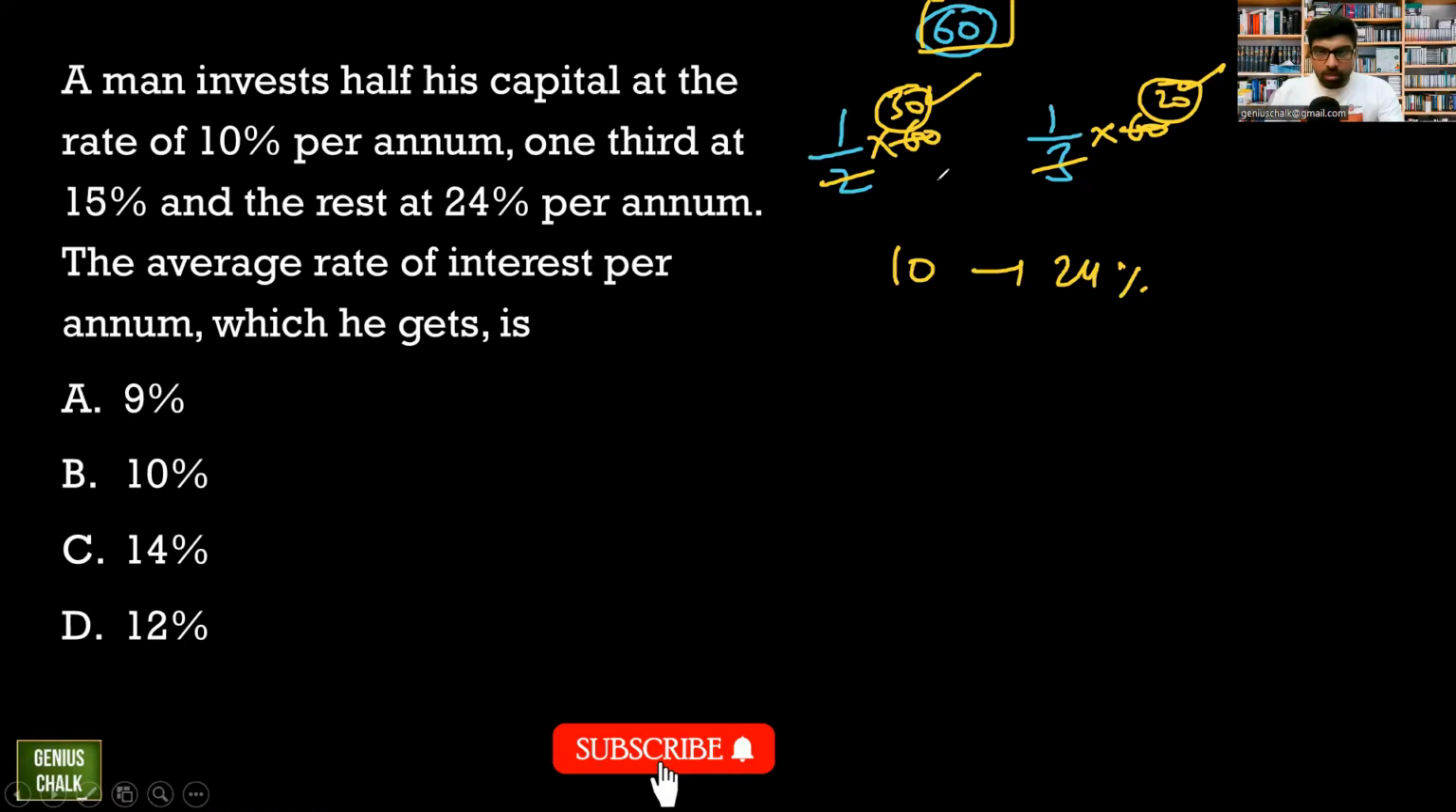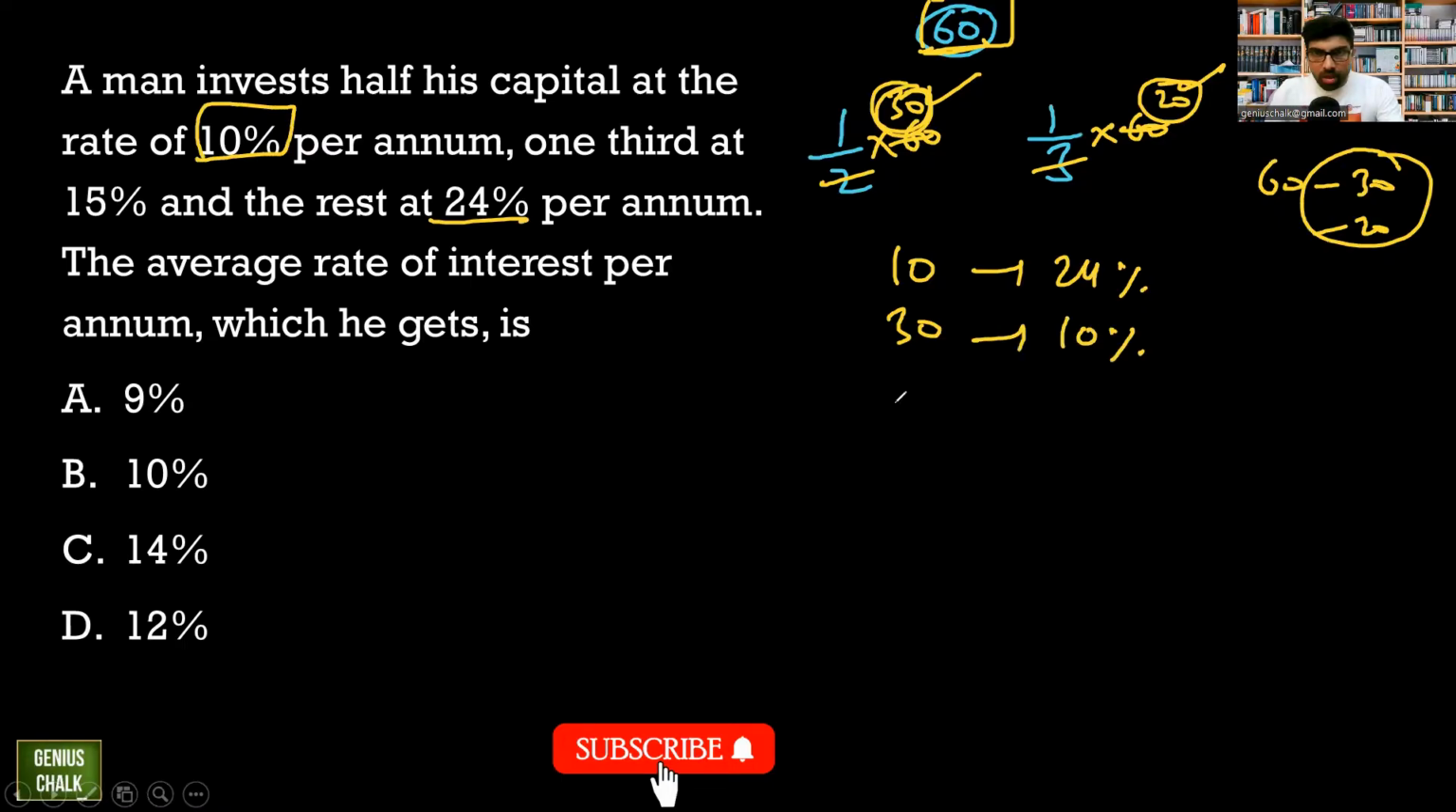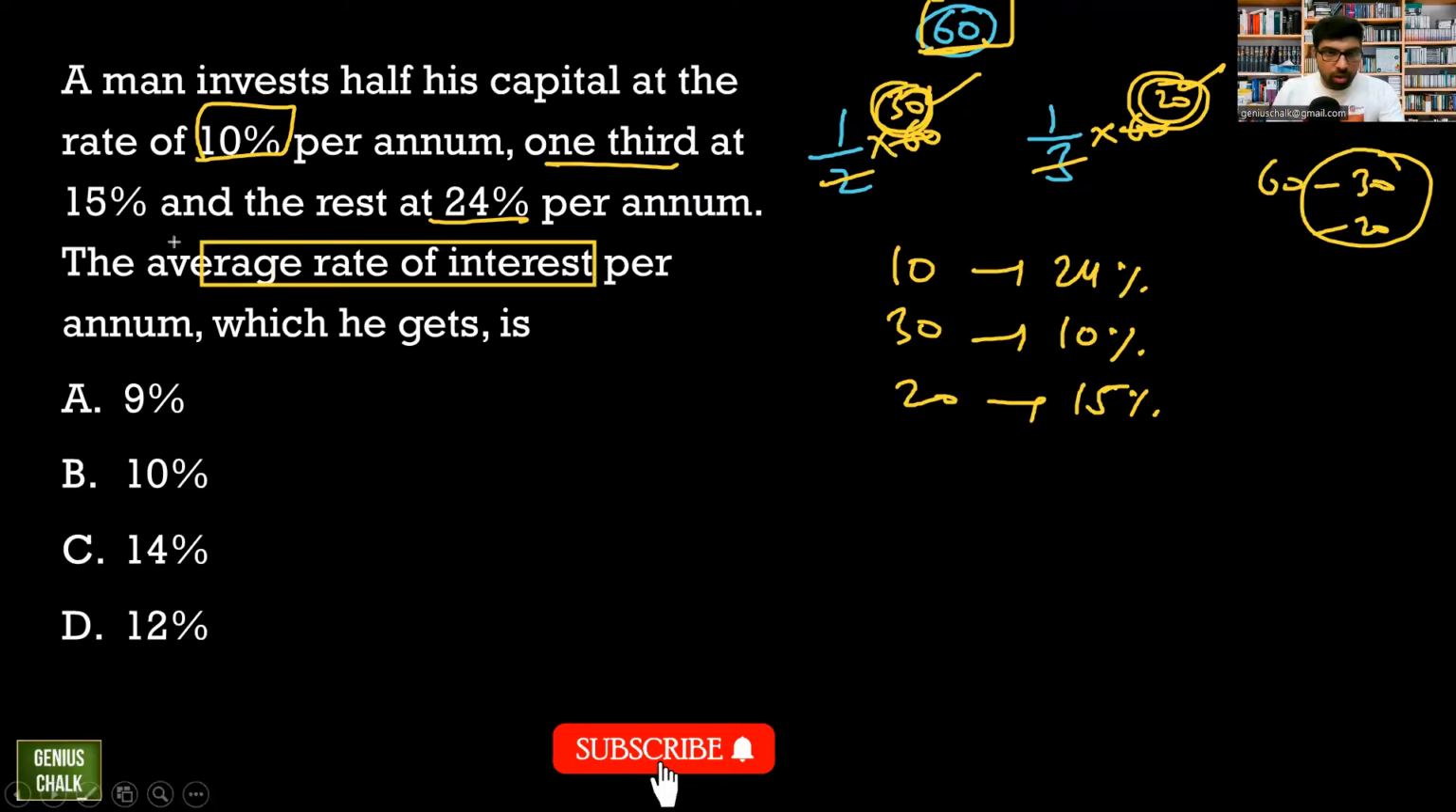So now I'll write again what happened. This 10 is the remaining part: from 60, we have taken this 30 out and this 20 out. So 60 minus 50 is 10. Now half, that means 30, was given at 10% per annum. And the 1/3 was 20. 20 was given at how much? 15% per annum. Okay. Now it's saying find the average rate of interest per annum, right? See very carefully what we have to do.